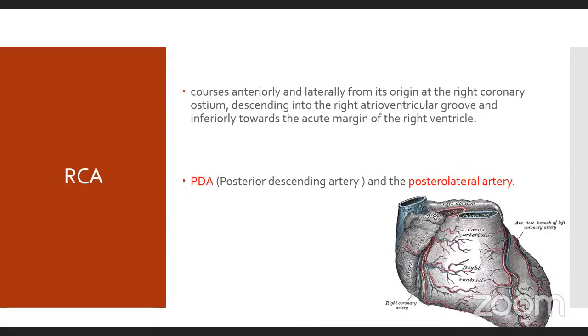So the right coronary artery courses anteriorly and laterally from its origin at the right coronary ostium, descending into the right atrioventricular groove and inferiorly towards the acute margin of the right ventricle. It courses around to the inferior surface of the heart, and after giving the PDA, it continues as the posterolateral artery.